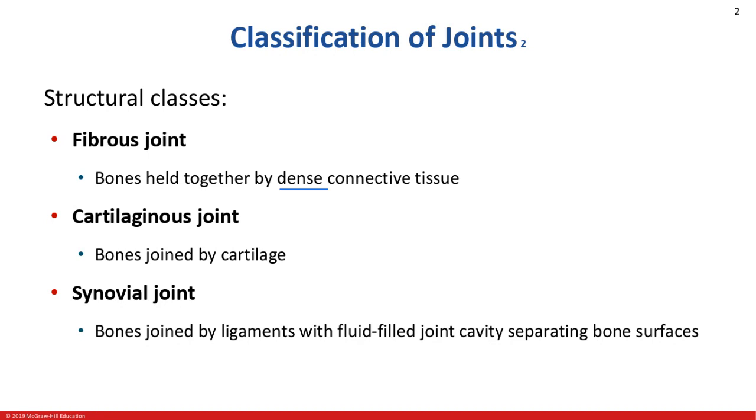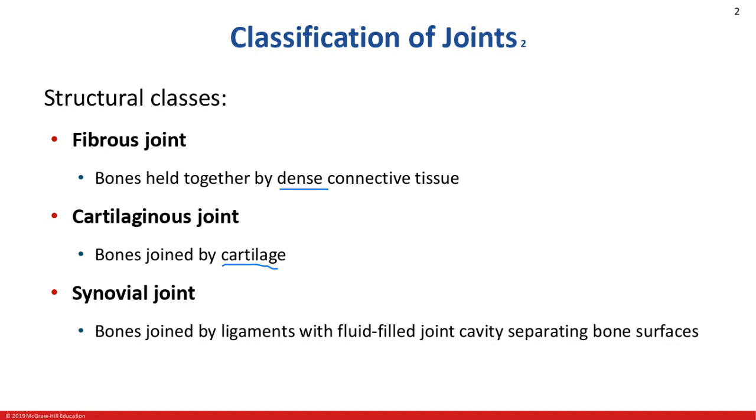The next class is going to be cartilaginous, easy to figure out. We're going to be seeing bones connected by cartilage. And we see that in our spine, in our intervertebral discs, which are made up of fibrocartilage. That's the cartilage that's highly resistant to compressive forces.